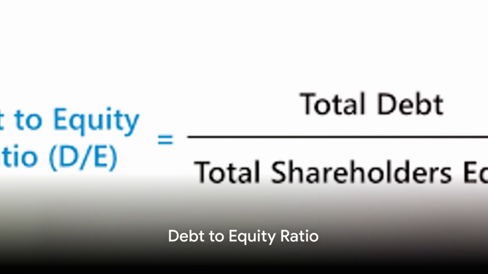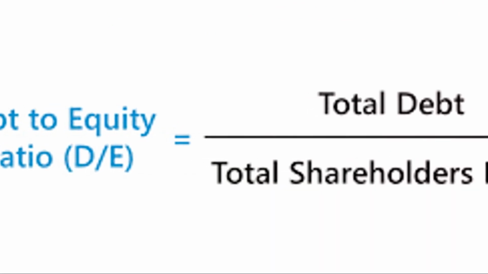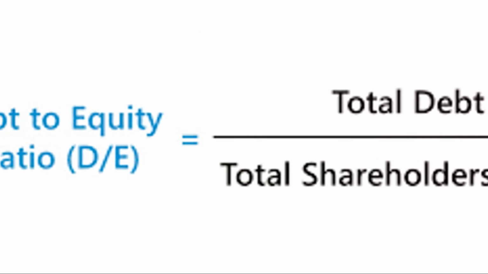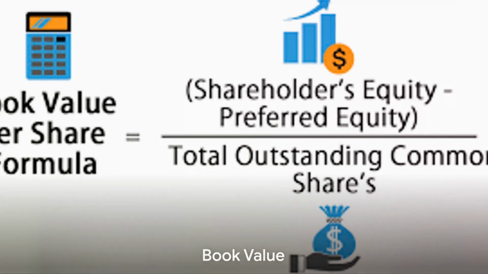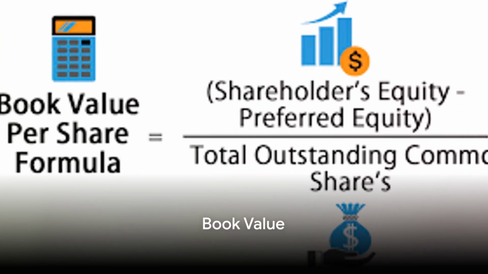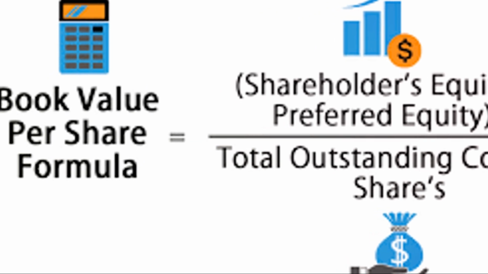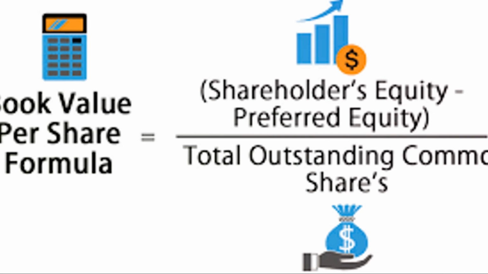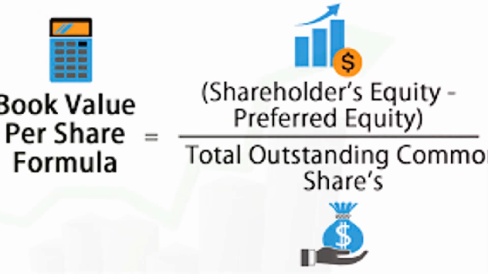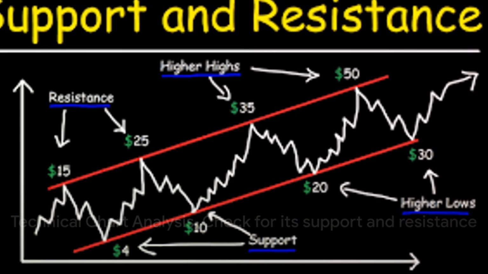The third parameter to consider is the debt-to-equity ratio. Aim to pick a debt-free company, or at the very least, a company that is in the process of raising funds to close its debt. The fourth and last parameter is the book value, which is the amount you'd get if the company were to close down and you were a shareholder. If the stock is priced less than its intrinsic value, it offers a margin of safety and is a good pick. Once you've checked off these 4 parameters, it's time for technical chart analysis.